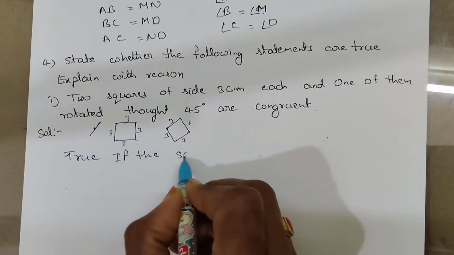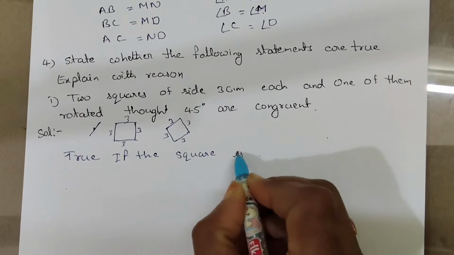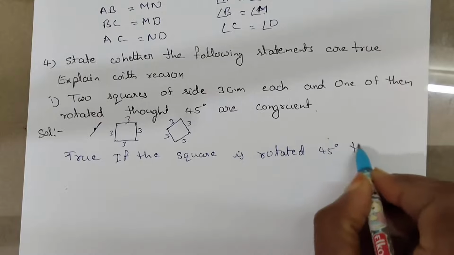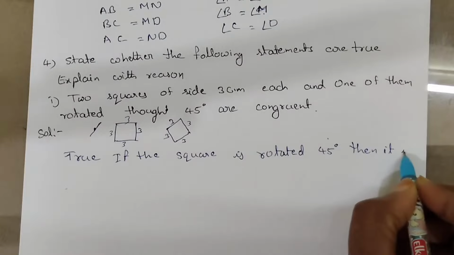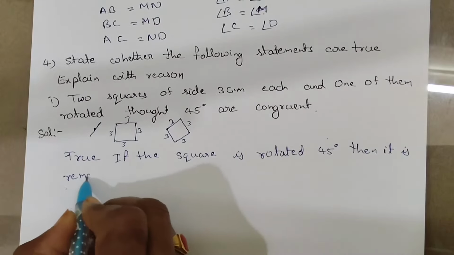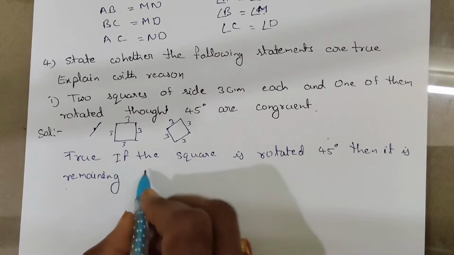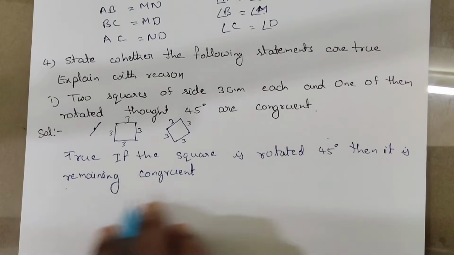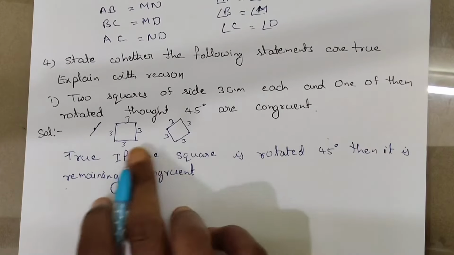If the square is rotated 45 degrees, then it remains congruent. So this is the reason for this congruence.